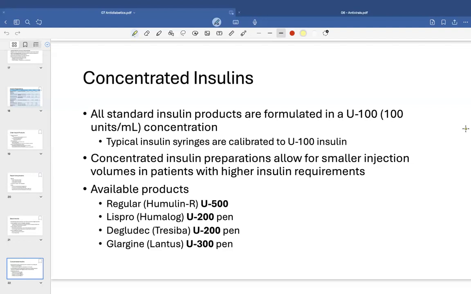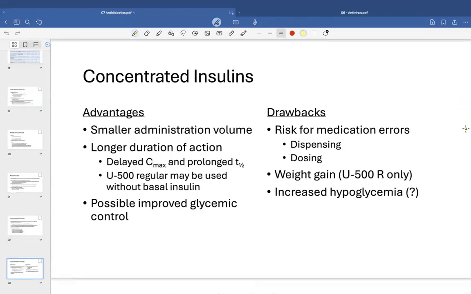Now, in effect, what happens is that there's a longer duration of action of the insulin itself. Just the fact that you're giving more of it in a smaller volume, it tends to have a slightly different release profile. So you get a delay in the Cmax and a prolonged half-life. So much so, in some cases with patients on U500 regular, you could almost give it once a day without a basal. It's the same product, but just the formulation of it being concentrated can also affect its absorption kinetics. And there are patients that will report improved glycemic control overall with concentrated.